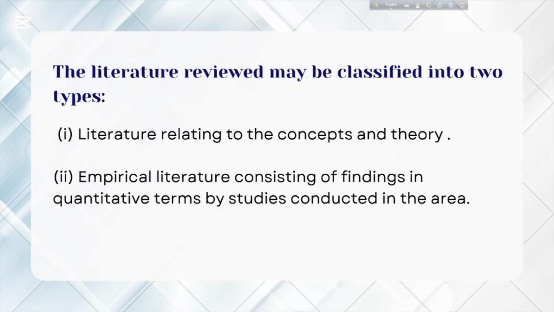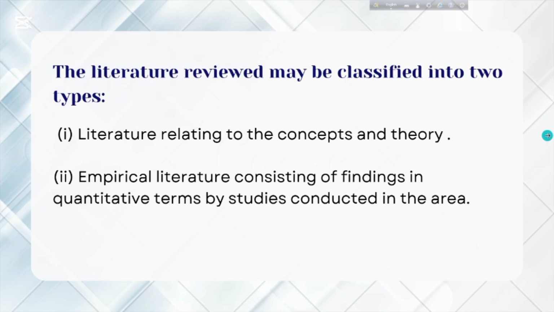The literature review may be classified into two types. 1. Literature relating to the concepts and theory. 2. Empirical literature consisting of findings in quantitative terms by studies conducted in the area.